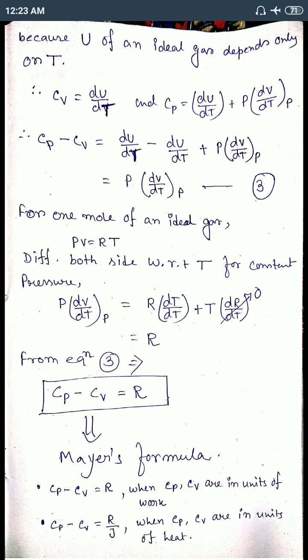Now here two conclusions are also there. If Cp and Cv are used for work done of the system, either by the system or on the system, that is, if they are in units of work, then we can use only Cp minus Cv equals R. But whenever Cp and Cv are in units of heat, joule, calorie, we use the formula Cp minus Cv equals R by J, where J means joule. If they are in units of work done, then it's the simple formula Cp minus Cv equals R. R is called the universal gas constant.